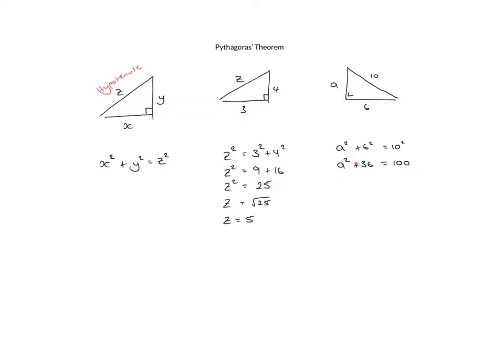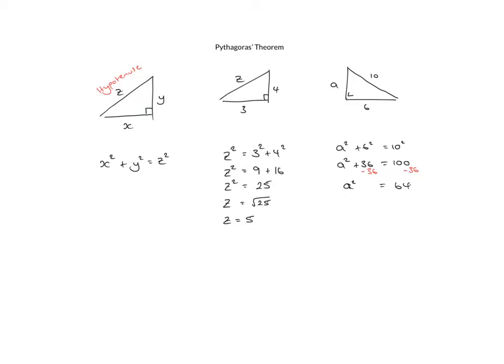So I need to do the opposite of adding 36, which is to take away 36 from both sides. If I take away 36 from here, that means I have to take away 36 from the right-hand side. That's our rules of equations. So that now means on the left-hand side, I'm left with just a squared, and that's equal to 100 take away 36. And if we work that out, 100 minus 36 is 64.